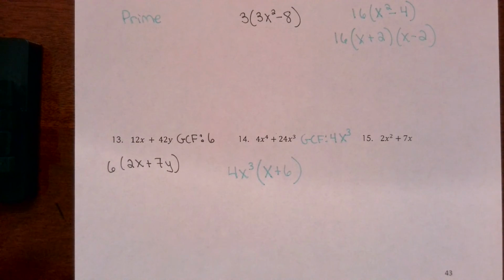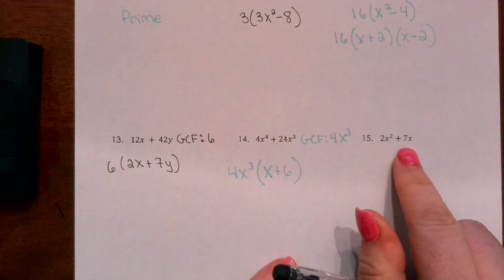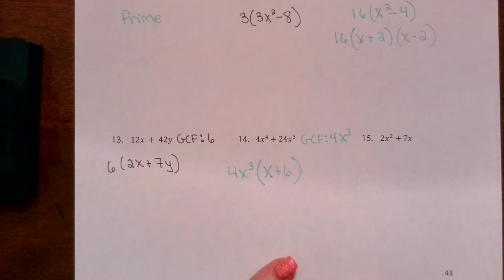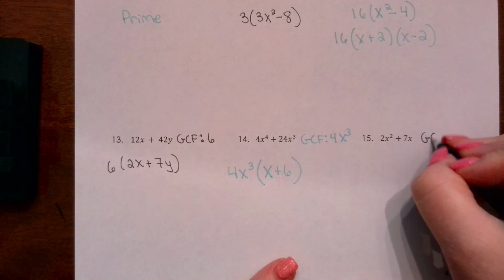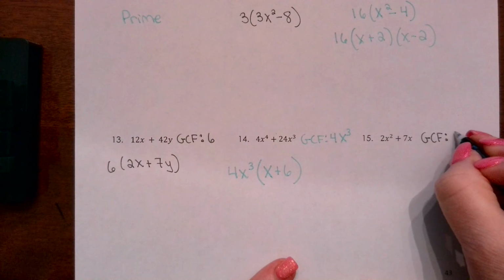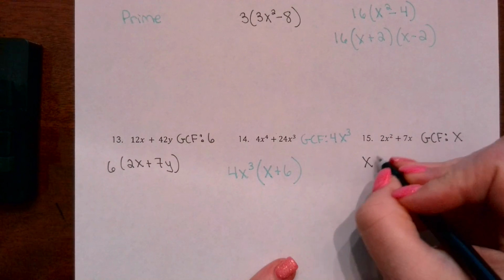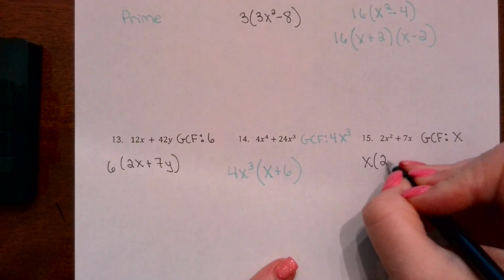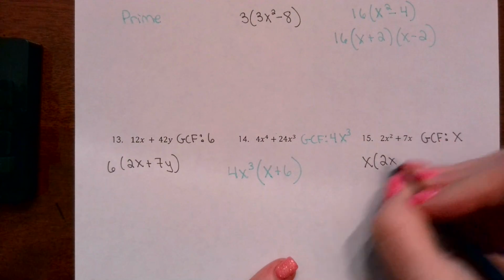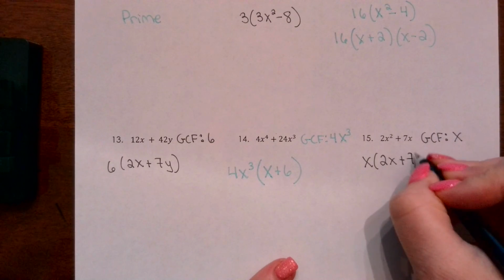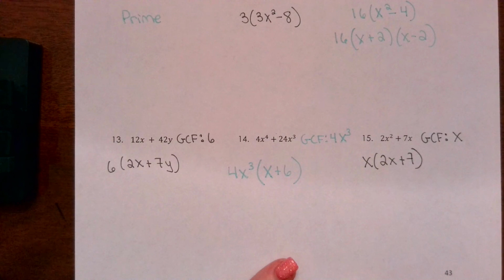It is fully factored. I can take an x out of here. 2 and 7 are prime, so there's nothing that can be removed. So x, 2 minus 1, I've got 2x. That's going to leave x to the 0 plus 7, and that is also fully complete. That's it for this video and try-its. Thank you.